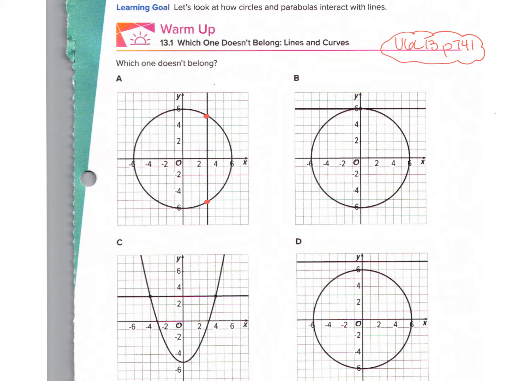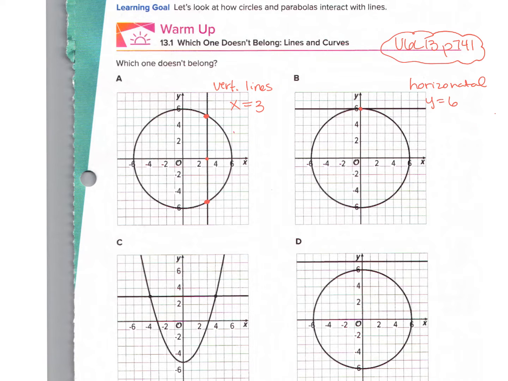I want to remind you that vertical lines have equations that are x equals. So this vertical line goes through x equals 3 on the x-axis, so this vertical line's equation would be x equals 3. This graph B shows a horizontal line, and a horizontal equation has a y equals form, and in this case it's going through 6 on the y-axis, so this is y equals 6.